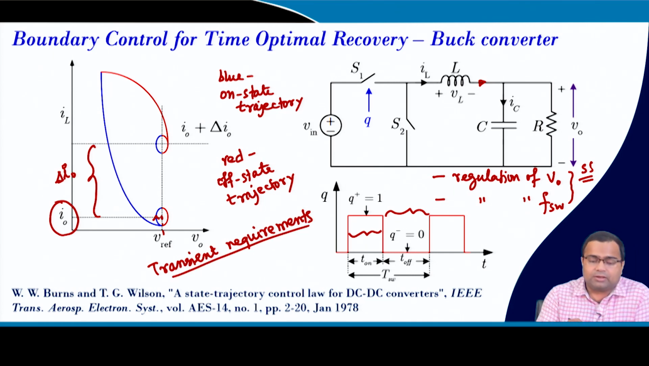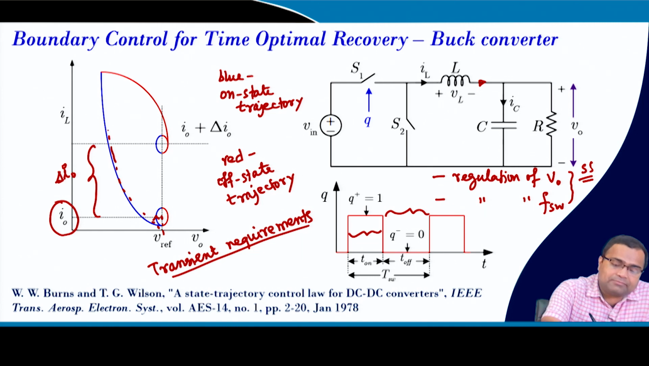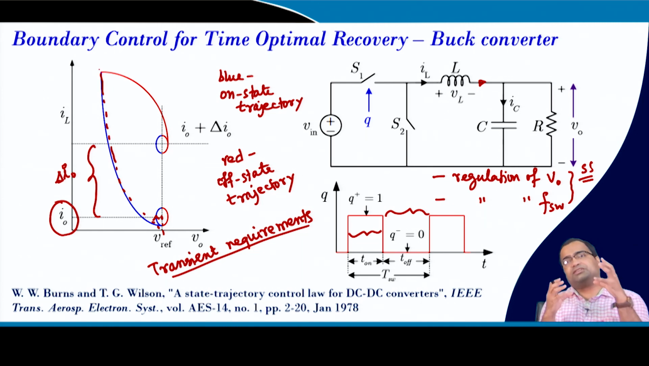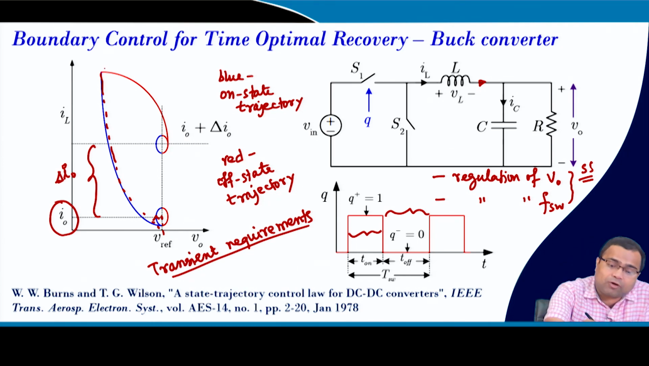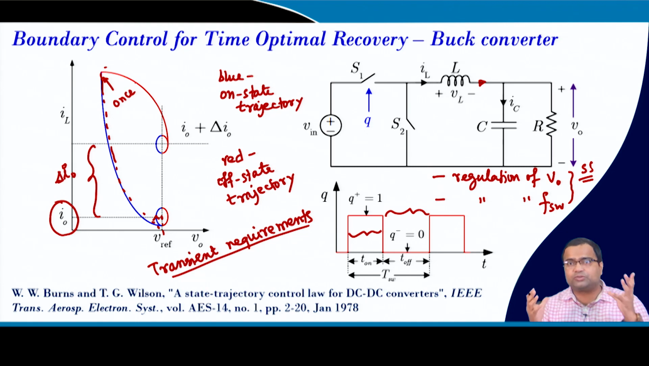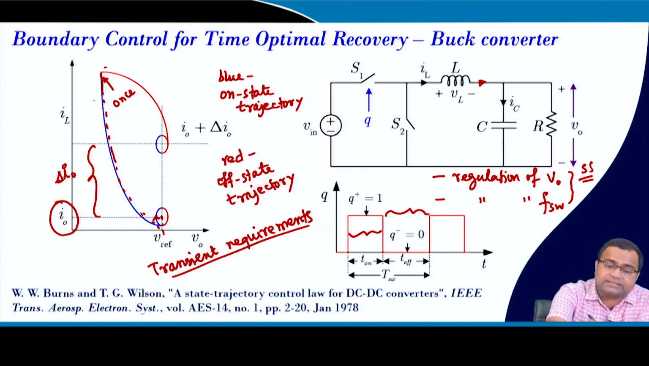So, what are the transient requirements? What should be our on time for which the on state trajectory will be activated, and my off time, such that it will only change its state once? That means this is like one switching action. First it will turn on for this duration and then it will turn off, and eventually in one switching action it will come to the next operating point. Here this particular width is nothing but our current ripple, and this particular width is nothing but our voltage ripple.